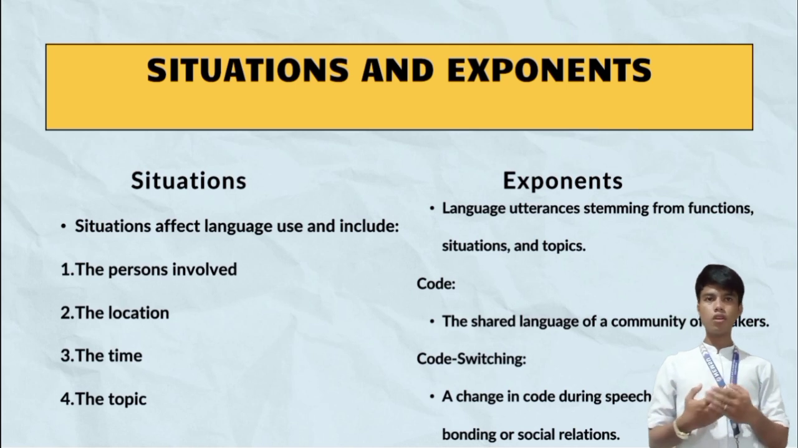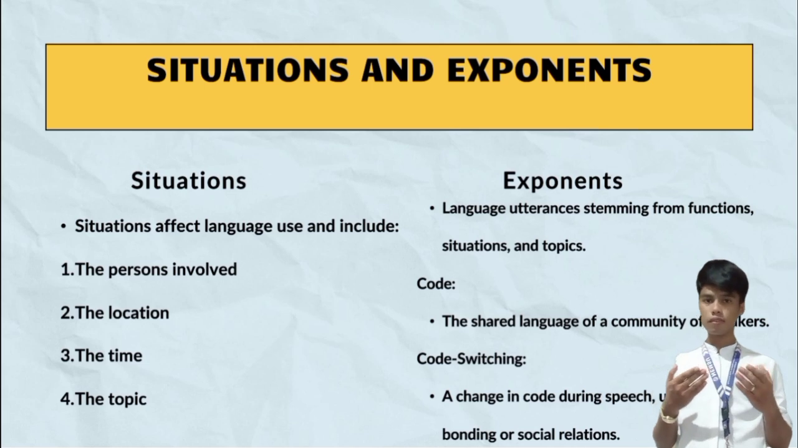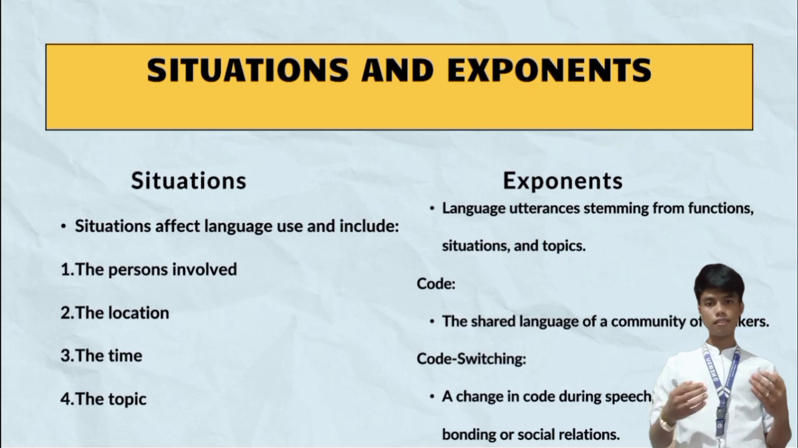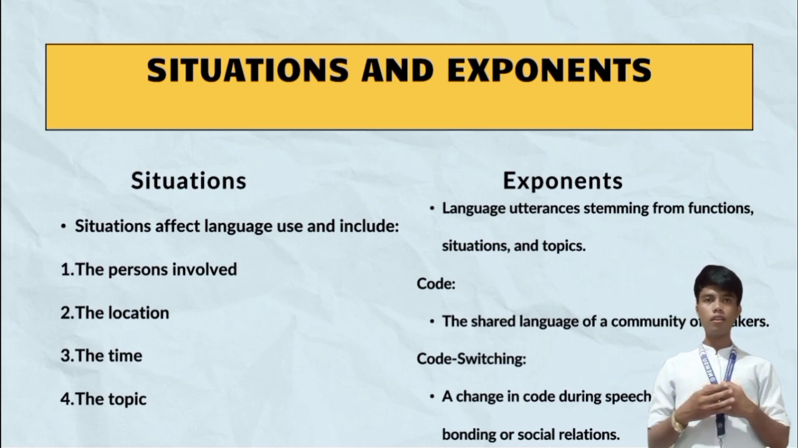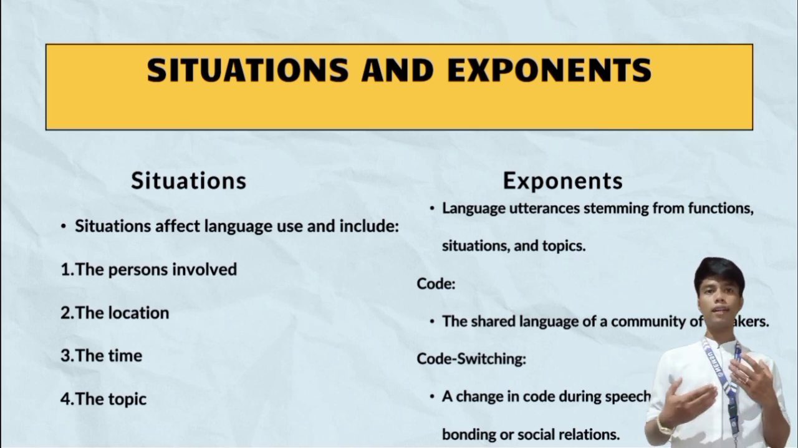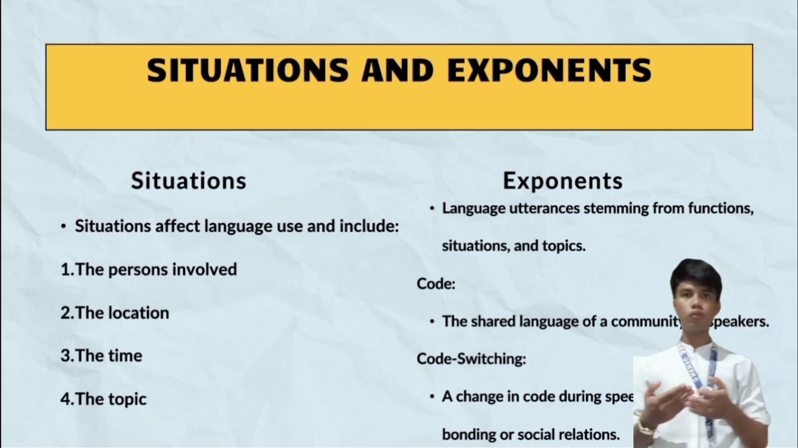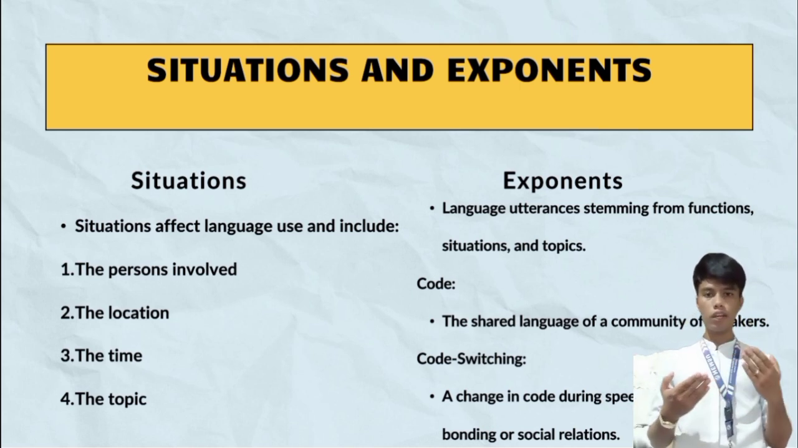Exponents refers to the language utterances stemming from the functions and situations and topics, like how you are going to express the words or the phrase. And in exponents also there are two elements, which are the code and code switching. The code refers to the language shared by the community, while code switching is a change in code during the speech to convey and build a social relation.